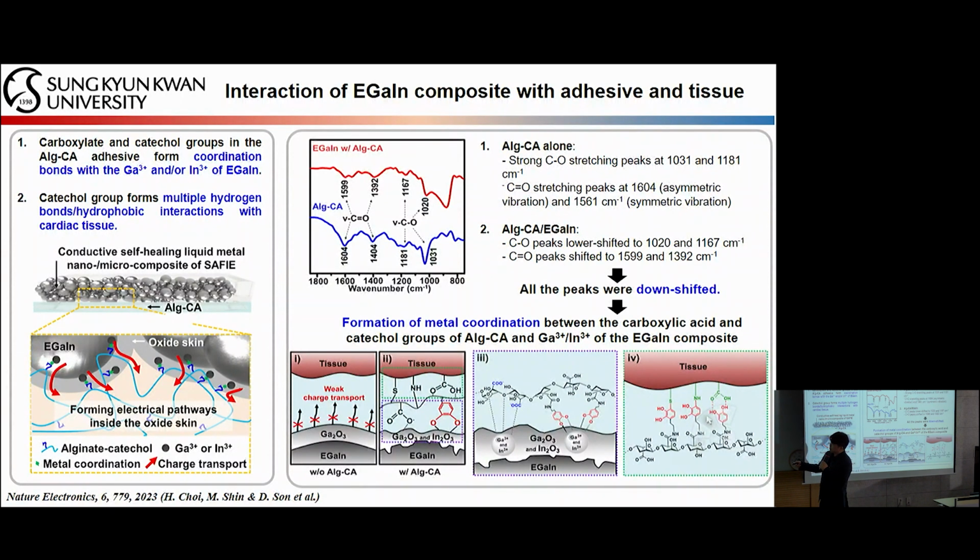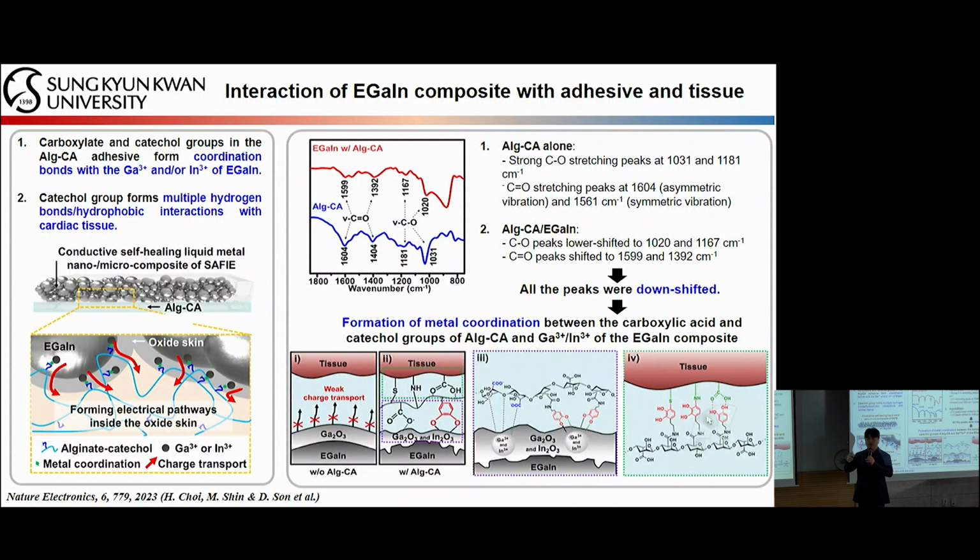As far as I'm concerned, a catechol-containing adhesive hydrogel can be a promising solution for resolving this issue because it has catechol groups that can form metal coordination with the liquid metal, and especially catechol groups form multiple hydrogen bonds and hydrophobic interactions with the cardiac tissue. So while satisfying the cardiac tissue adhesion, it may also make the insulating layer more conductive.